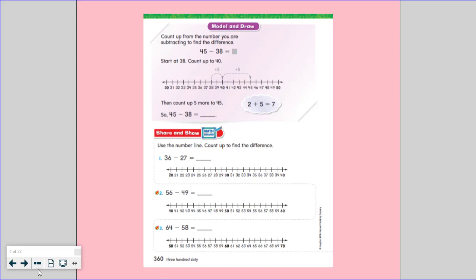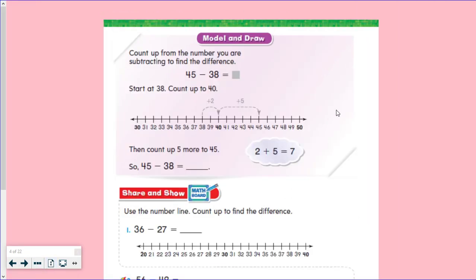So that brings us to the model and draw. I'm going to make this a little bit bigger. It says count up from the number you are subtracting to find the difference. So what they're saying is, instead of thinking backwards, we can think this way. Normally we would be thinking with our arrow this way, because we're going backwards. But they want you to think the other way, right? They want you to think up. So starting at the smaller number and going up to the bigger number, okay?